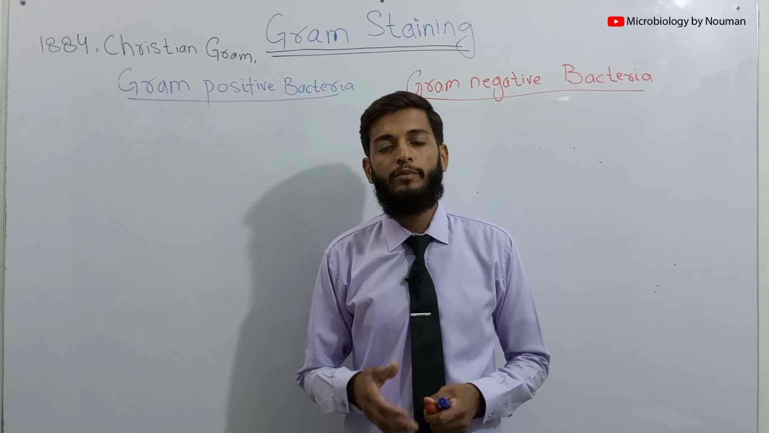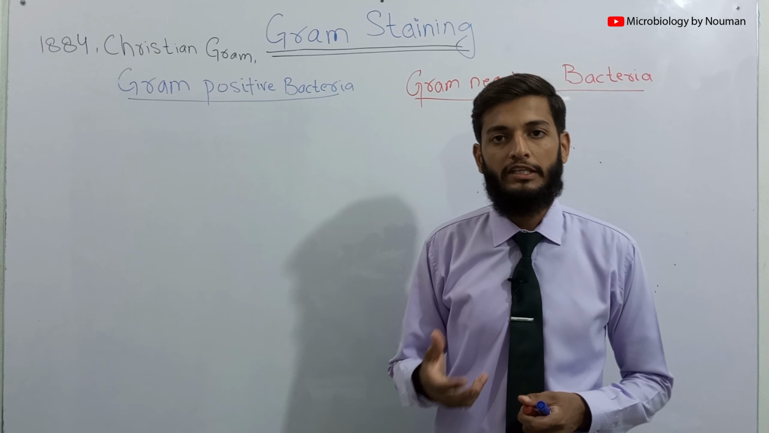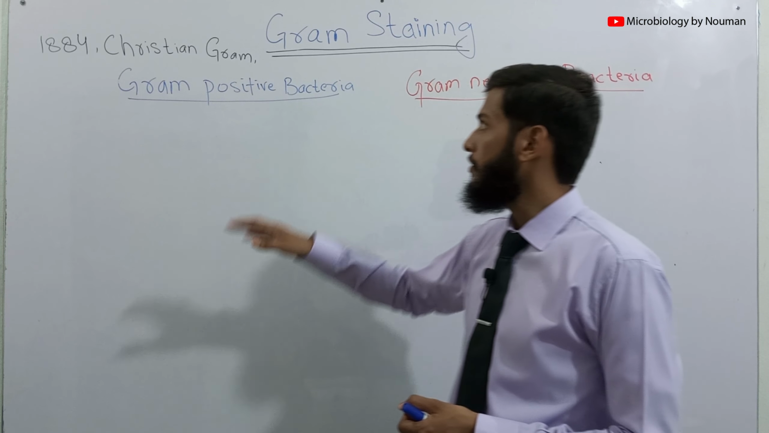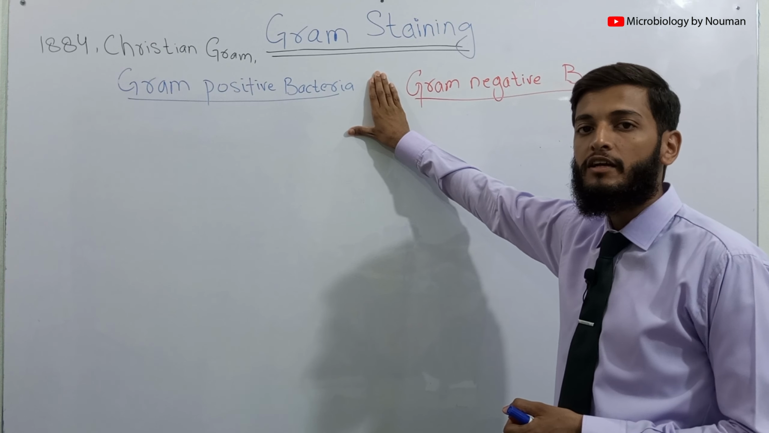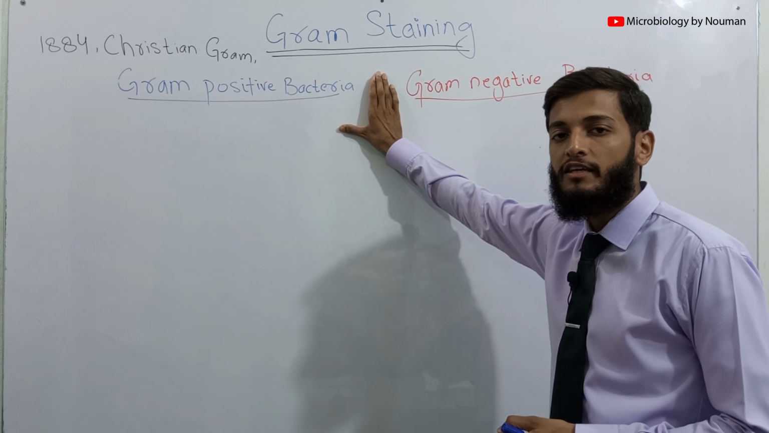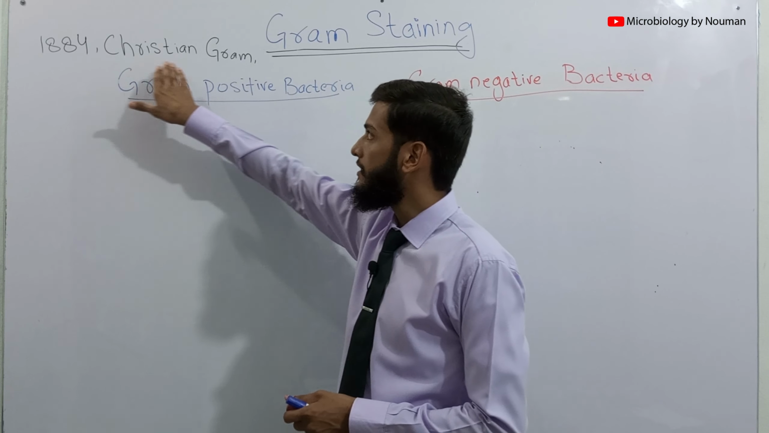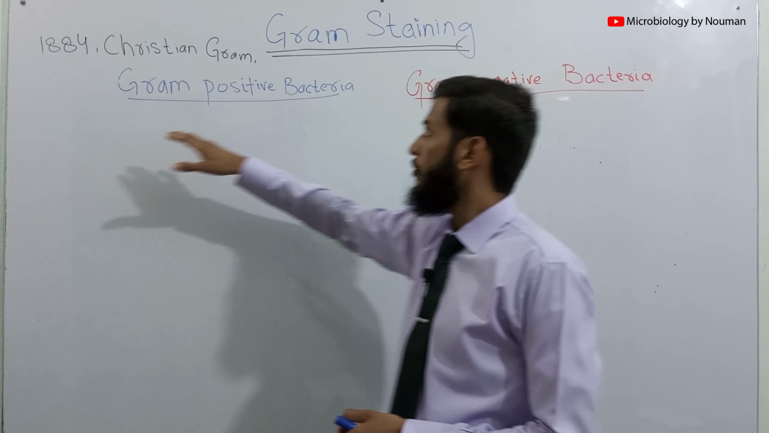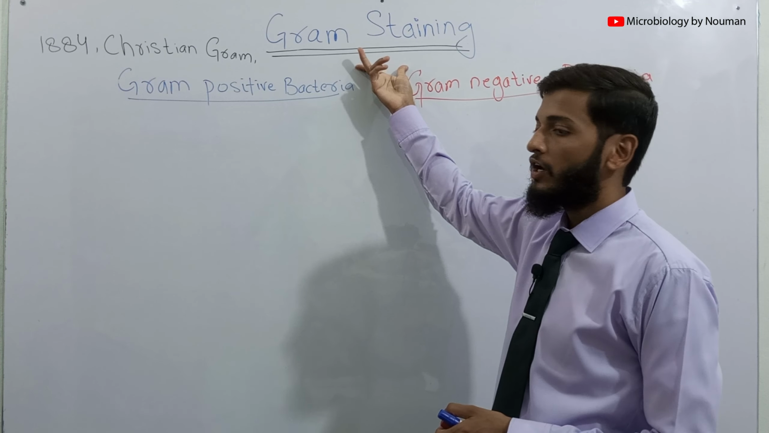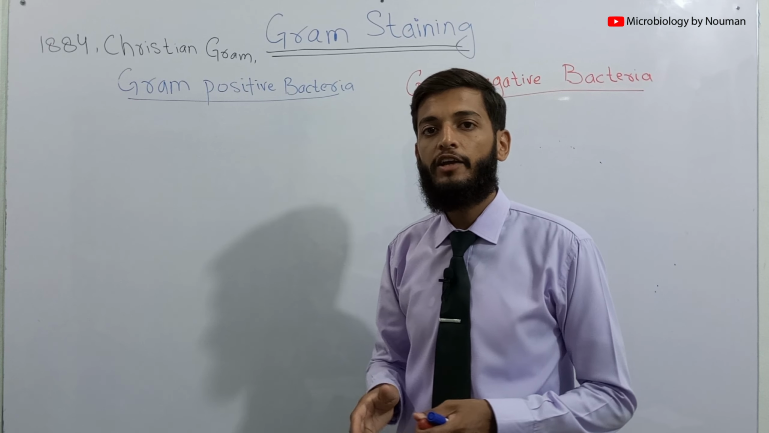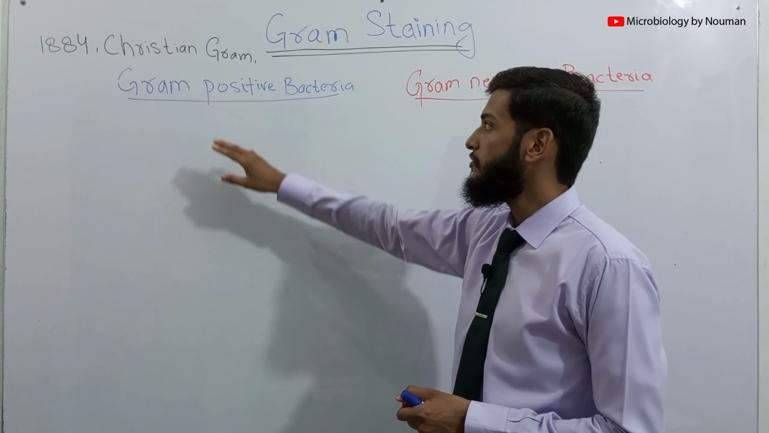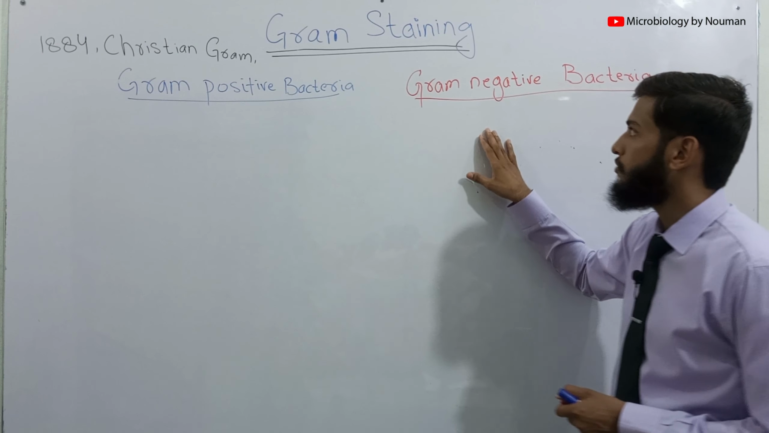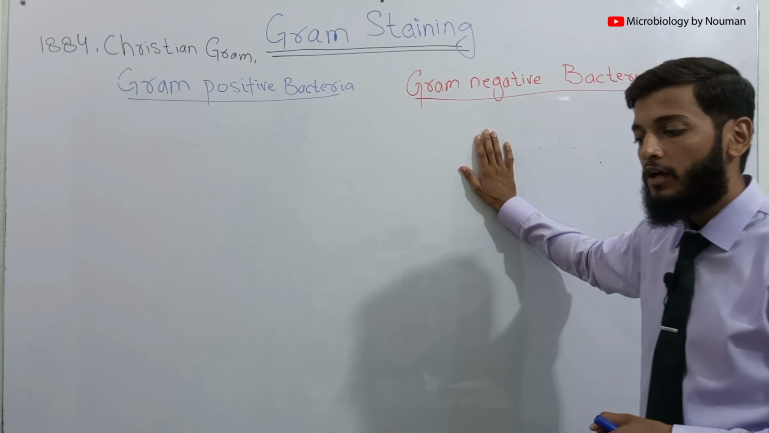In this video, we will be talking about the most common staining procedure that is used in microbiology, known as gram staining. This gram staining technique was developed by Christian Gram in 1884. And on the basis of gram staining, we categorize bacteria into two groups. The first group is known as gram positive bacteria, and the second group is known as gram negative bacteria.